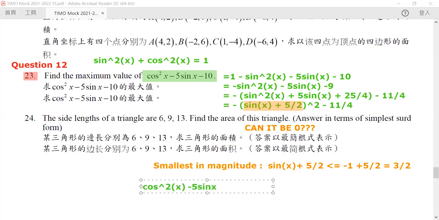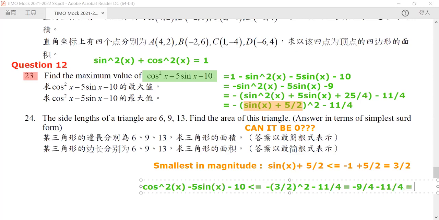All right. So now we can safely say that for our equation, cosine square x minus 5 sine x minus 10 is less than or equal to the value when the middle part equals 3 over 2. So it will be equal to -3 over 2 square minus 11 over 4. This is exactly equal to -9 over 4 minus 11 over 4, and hence it will be equal to -5.